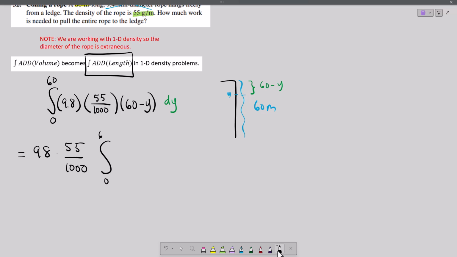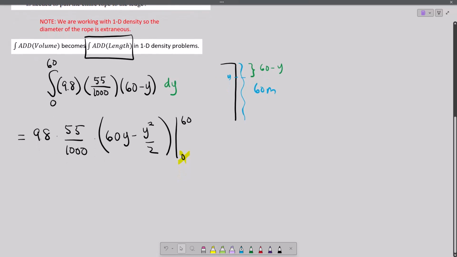Integrating 0 to 60. Actually, we can do the integration. We're going to get 60y minus y squared over 2, from 0 to 60. The 0 is not going to contribute. So we just have to plug in the 60. I'll do that right after class. Do the arithmetic part. So the setup part, is there any piece of this ADD length that you're not sure about?